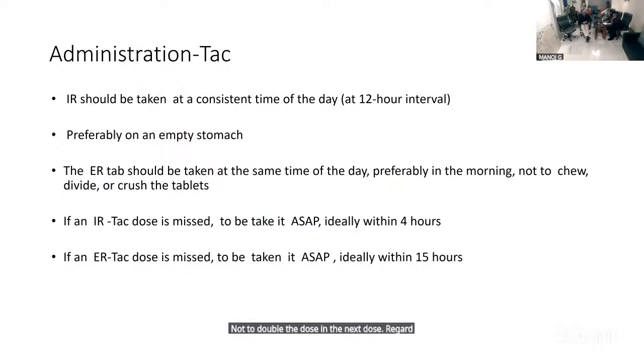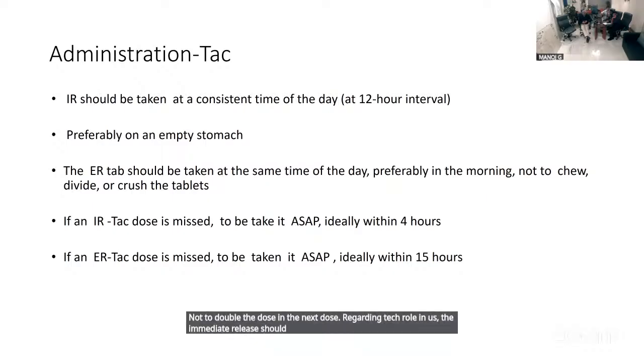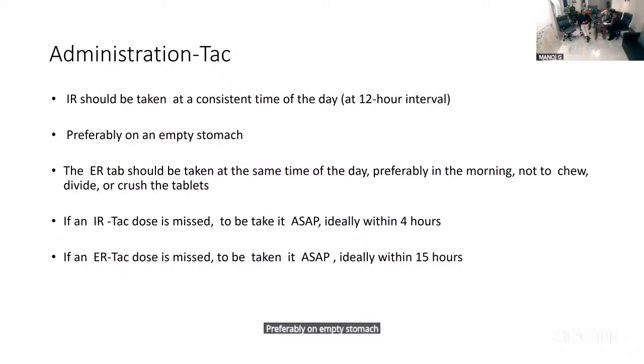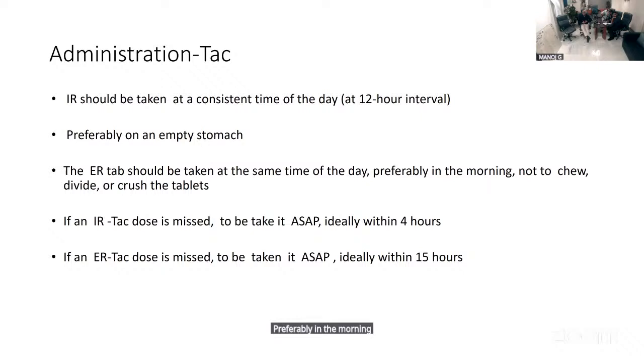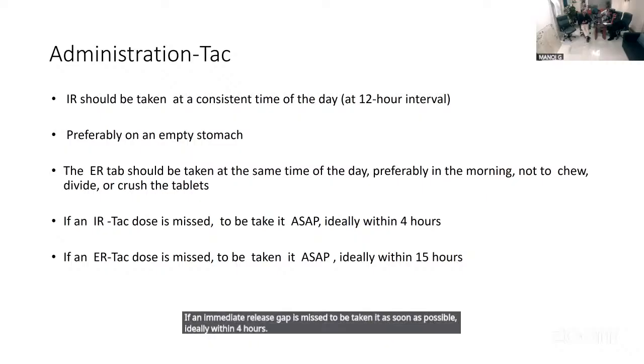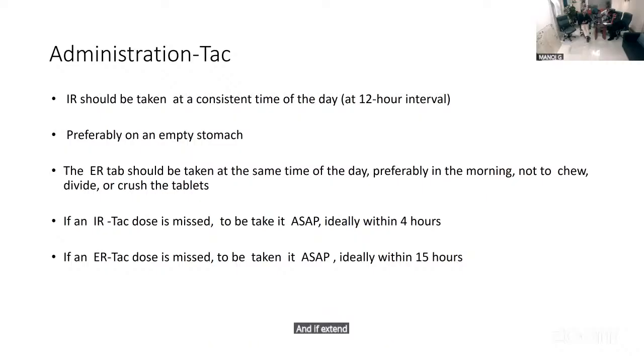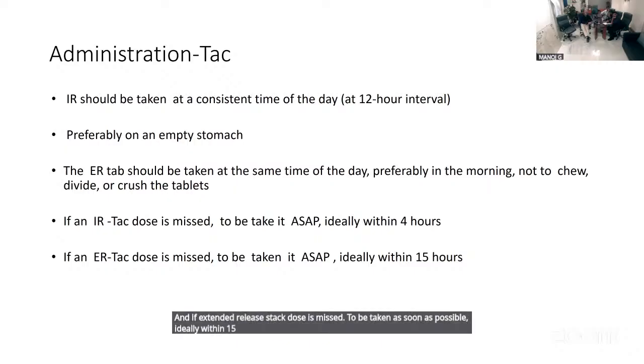Regarding tacrolimus, the immediate release should be taken at a consistent time of the day, preferably on an empty stomach. The extended release tablets should be taken at the same time of the day, preferably in the morning, and not to crush, chew, or divide the tablets. If an immediate release tab is missed, it is to be taken as soon as possible, ideally within 4 hours. And if an extended release tab dose is missed, it is to be taken as soon as possible, ideally within 15 hours.